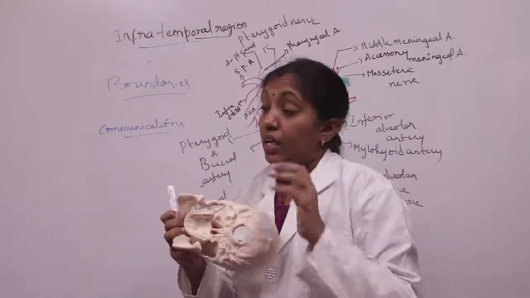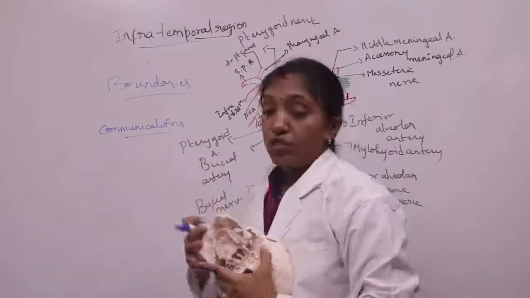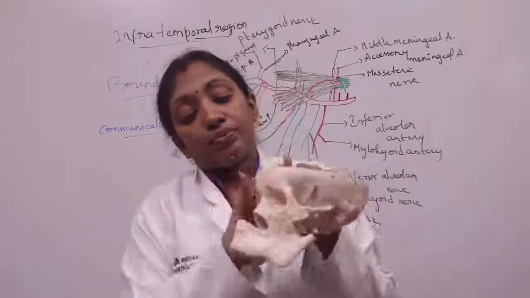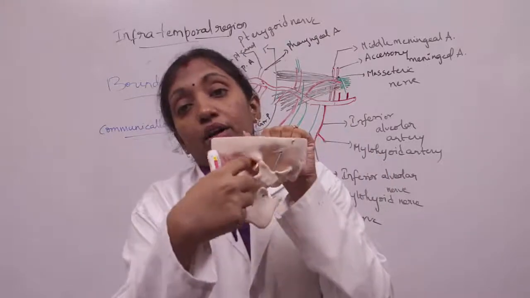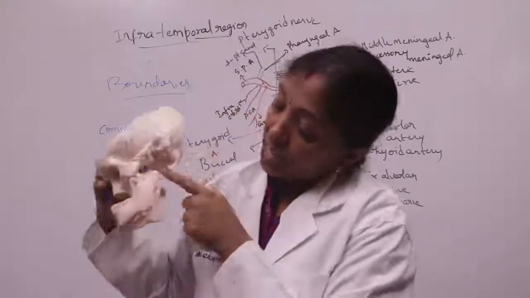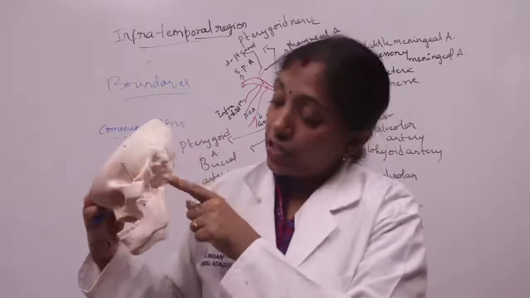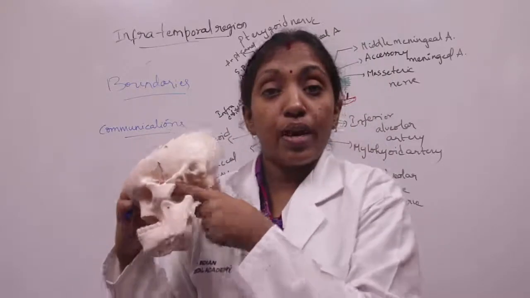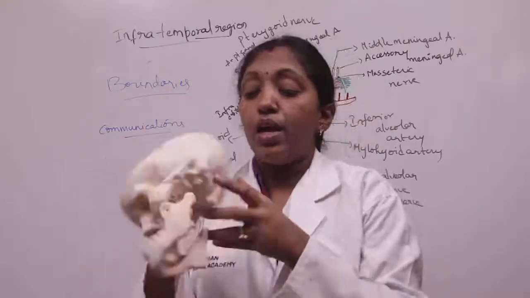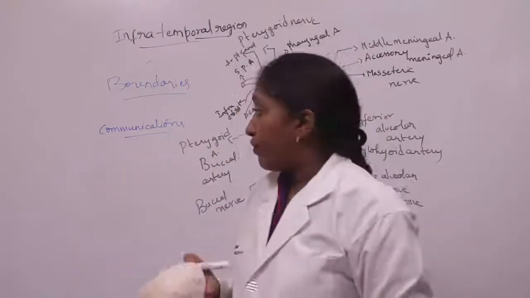So that's about the communications of the infratemporal fossa. Again, anteriorly it communicates with the orbit through the inferior orbital fissure, and medially it communicates with the pterygopalatine fossa through the pterygomaxillary fissure. Above and laterally it communicates with the temporal fossa, and above and medially it communicates with the middle cranial fossa through the foramen ovale and foramen spinosum. So those are the communications of the infratemporal fossa.